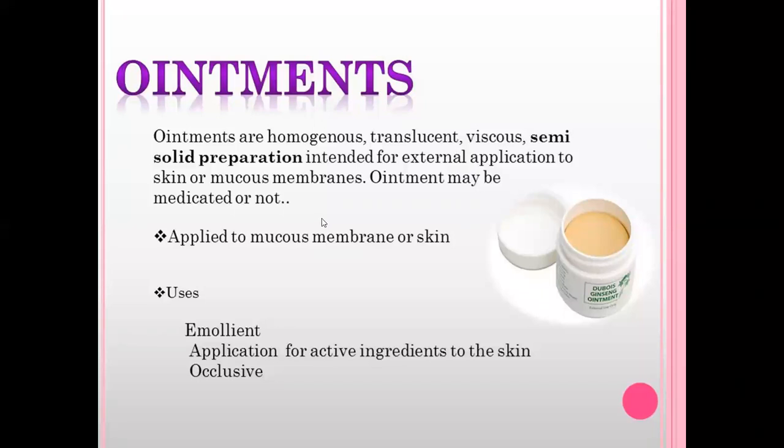So this gives an idea about the classification of ointment. There are different types of ointment depending on their therapeutic use as well as on penetration. Some ointments have a medicated agent, and some do not. They are applied on the mucous membrane or the skin, and their uses are such as emollient, and their application for active ingredient to the skin is occlusive.